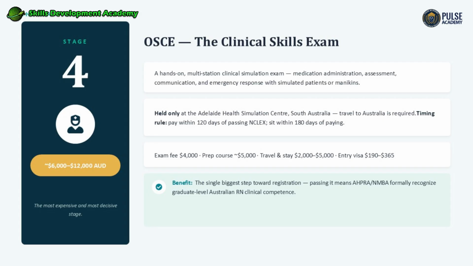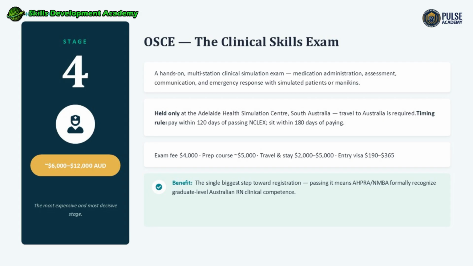There's also a timing rule to know. You must pay the OSCE fee within 120 days of passing the NCLEX, and then sit the exam within 180 days of paying. Let's talk costs, because this is the expensive stage. The OSCE exam fee itself is 4,000 Australian dollars. An optional prep course runs around 5,000 Australian dollars.